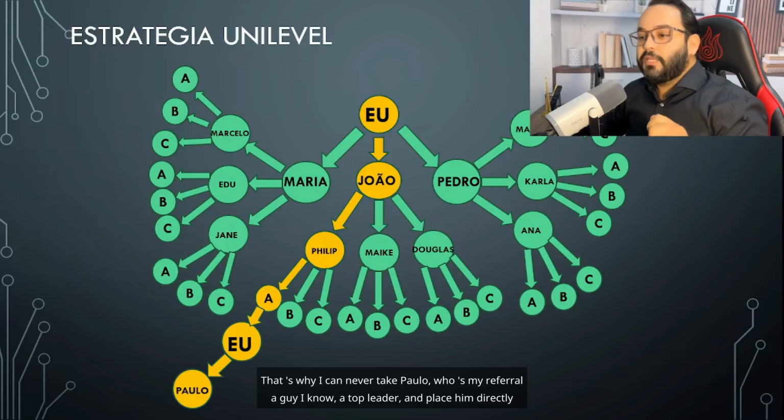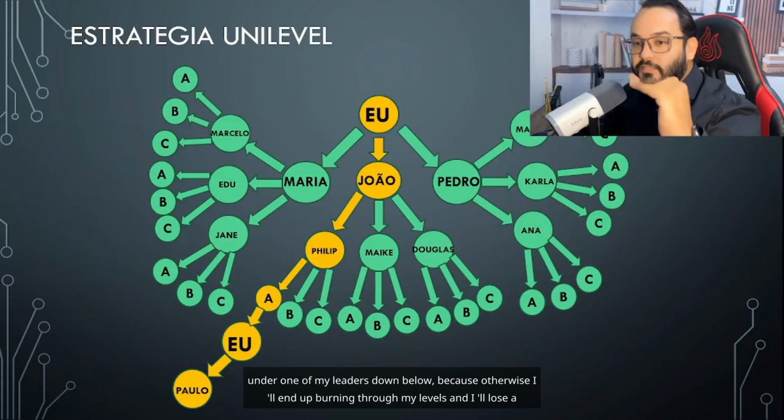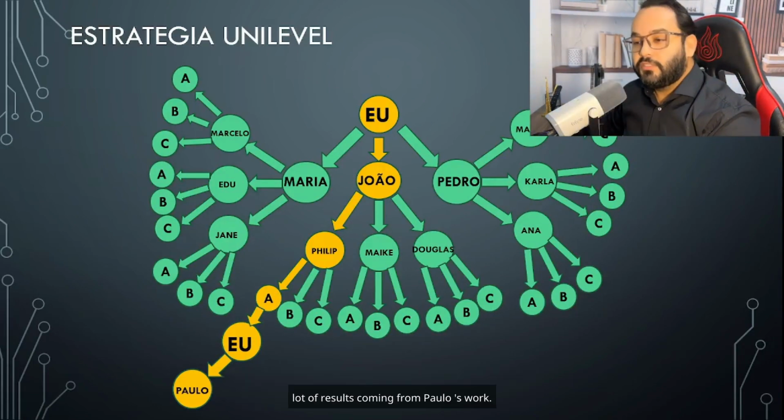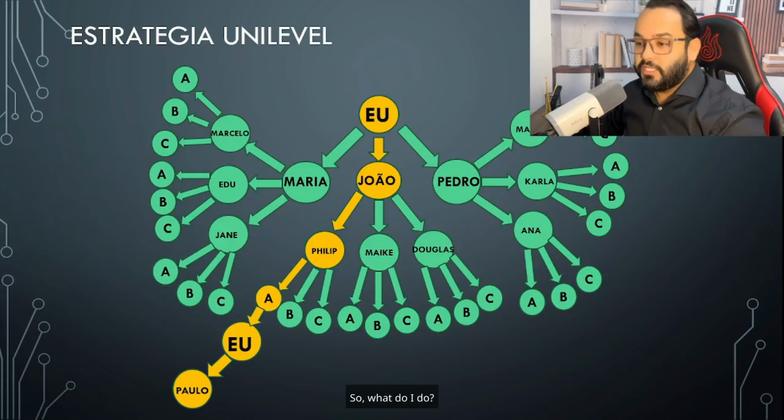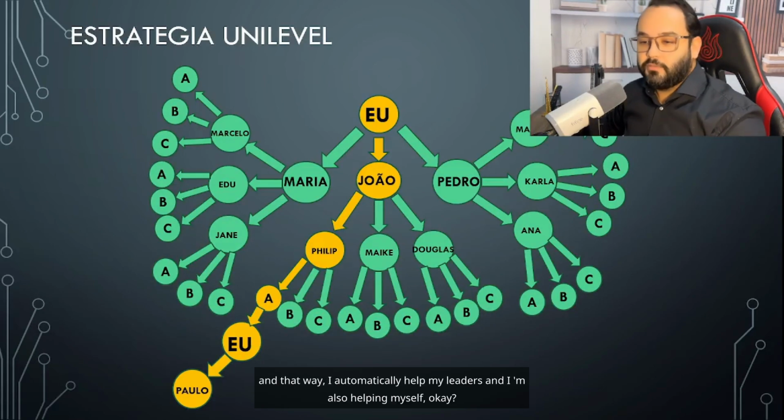That's why I can never take Paolo, who's my referral, a guy I know, a top leader, and place him directly under one of my leaders down below, because otherwise I'll end up burning through my levels and I'll lose a lot of results coming from Paolo's work. So what do I do? I put one of my own accounts there, and then I place Paolo connected to that account of mine further down, and that way I automatically help my leaders and I'm also helping myself, okay?